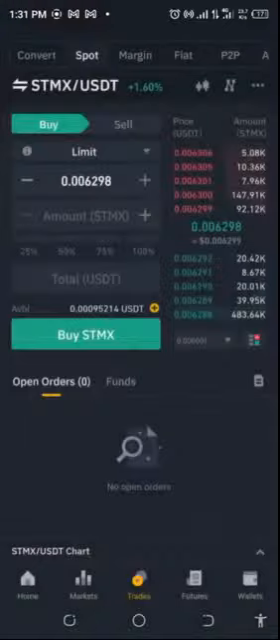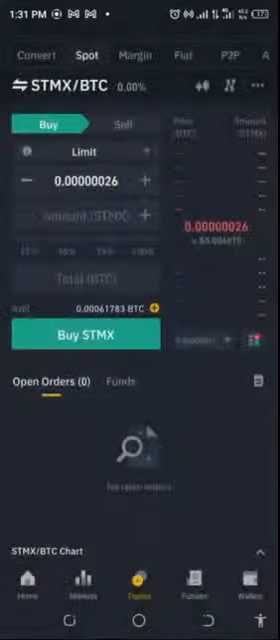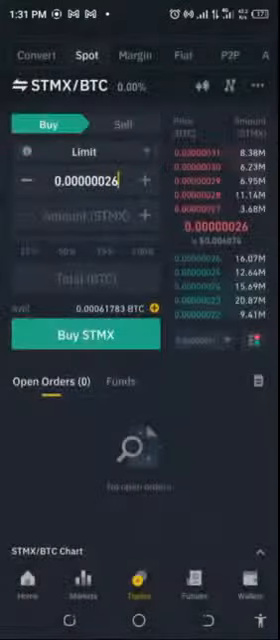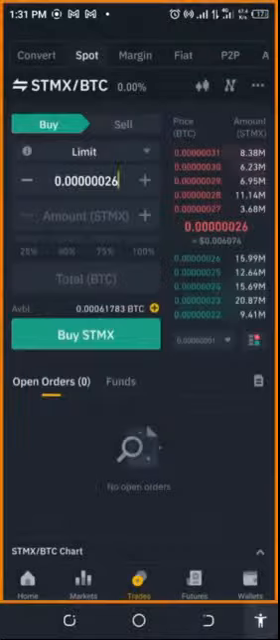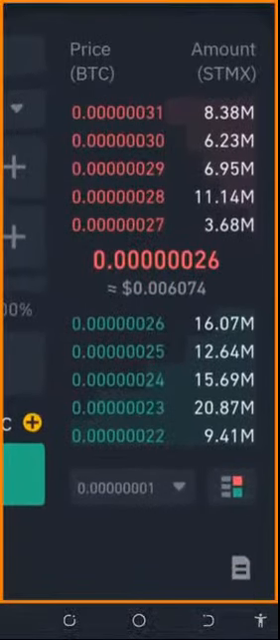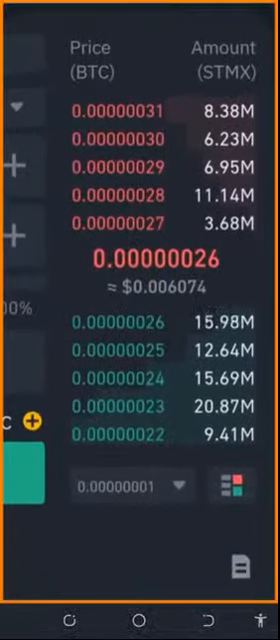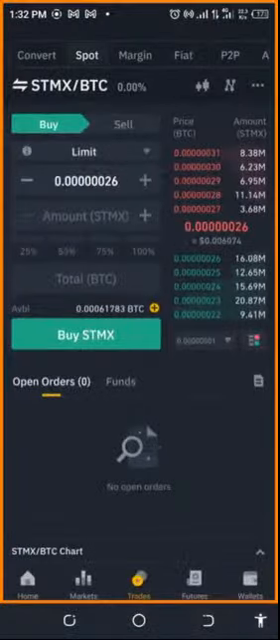So let's go ahead and see what we will do. This is, like I said, an experiment. It might work, it might not work. Okay, so let's get cracking. So I'm going to go straight to using STMX BTC. And before I do anything, now let's take a look at this market price. The market price is 0.000026. Now I'm going to still sell by limit, okay?